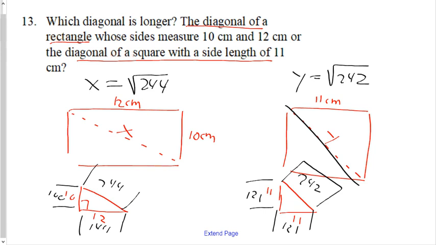Now, some of you decided to actually calculate it, and when you did so and you rounded to one decimal place, they were the same length. But if you went to two decimal places, you were fine. But if you say you know the square root of 244 is bigger than the square root of 242 because it's a bigger number, you could then say the diagonal of the rectangle is a bigger number. Would you agree with that? Okay.